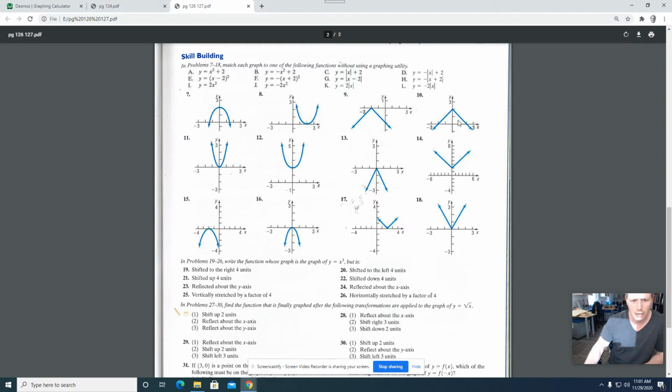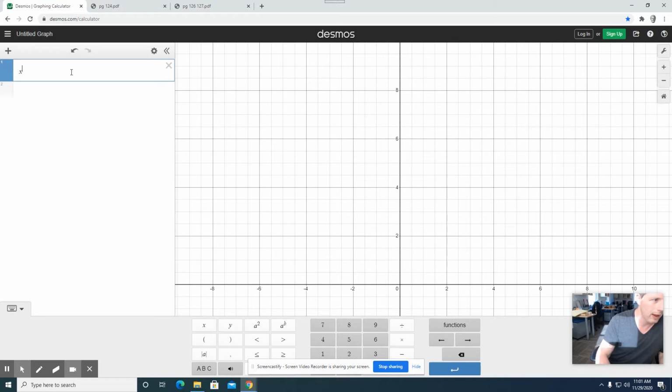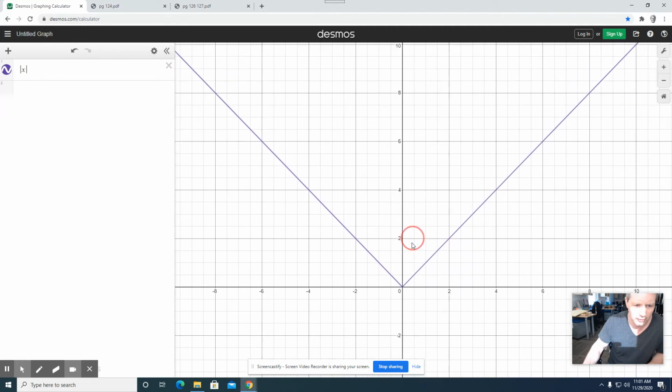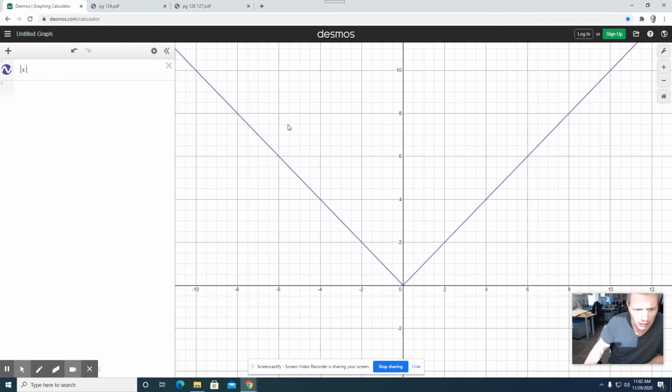Number 10. All right, so I have to talk to you just about this graph real quick. What graph have we got here? I will show you the graph of the absolute value of x. You can see that the graph kind of makes sense. If I have an x value of 4, say, then the absolute value of 4 is 4. So I have that point there. If I have an x value of negative 4, the absolute value of negative 4 is also 4.